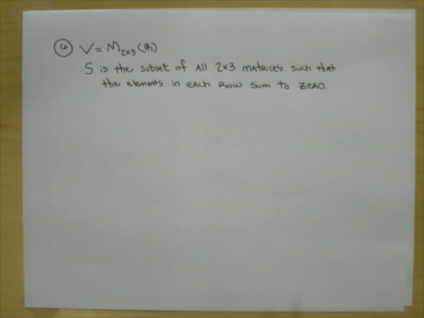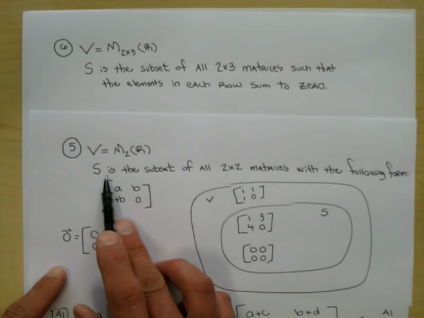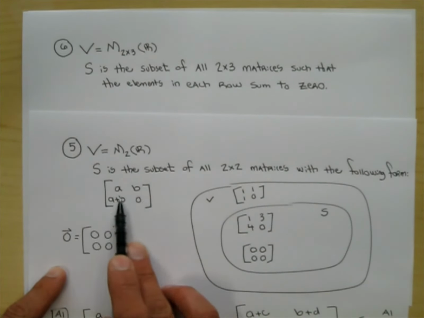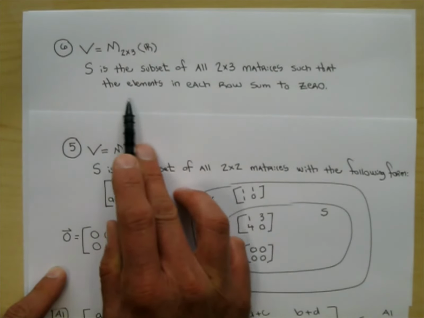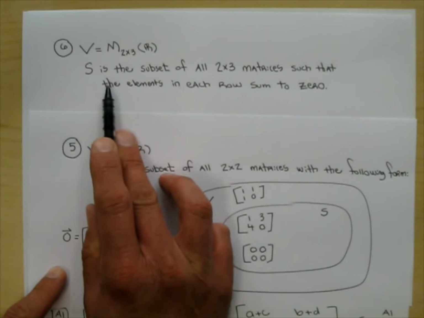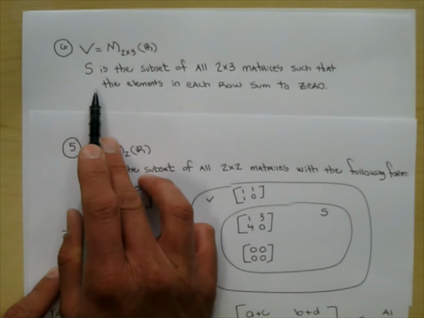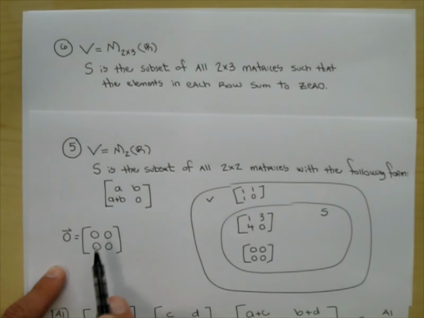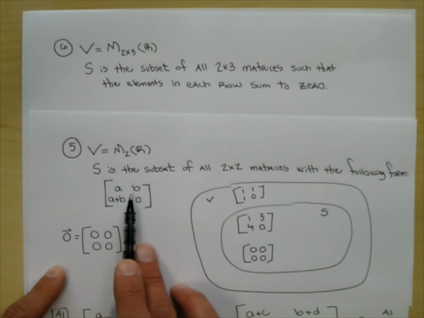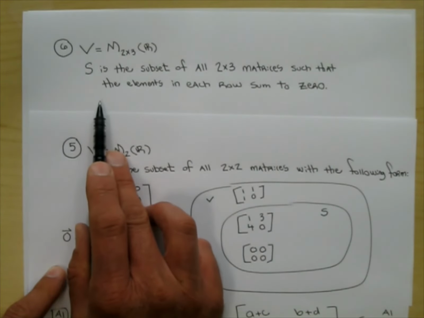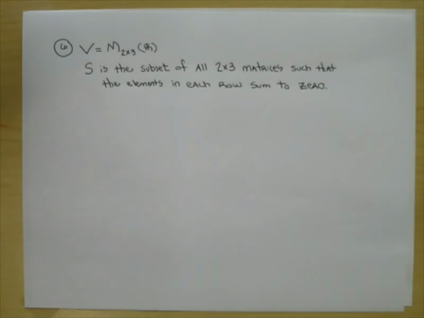Well, look at the last problem. They just said, hey, S is the subset that looks like this. Well, they didn't do that here. They kind of described it with words. And this is going to be an important skill as we go through chapter 4. So we've got to put an element like that up there with A's and B's. And that's what we're going to do for our first step. So what does S look like?